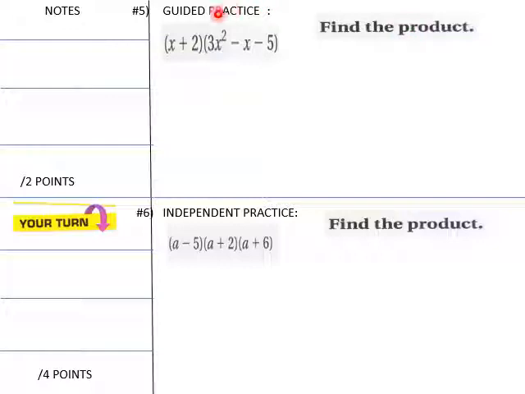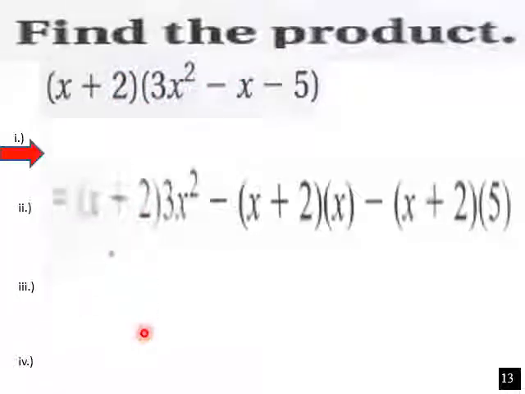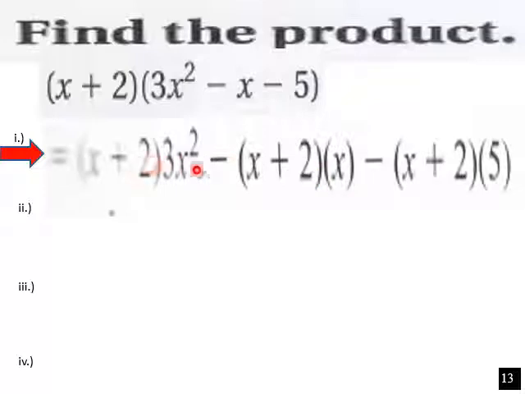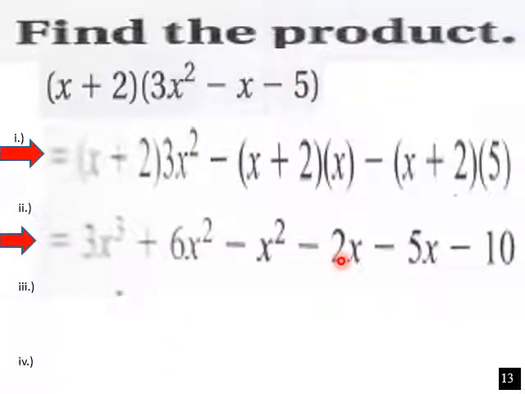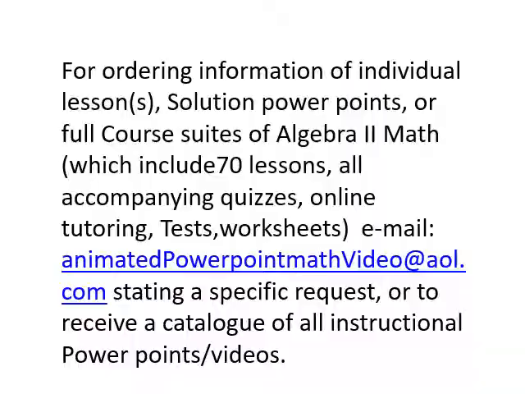Okay, so guided practice here, find a product. We're going to find a product with this. Students, you have three binomials here. With that. Okay, so we have x plus 2 times this. We're going to do grouping again, x plus 2 times each one of these terms here. We get this long statement here by multiplying through by each one of our factors here. And then we combine like terms, and we end up with this.